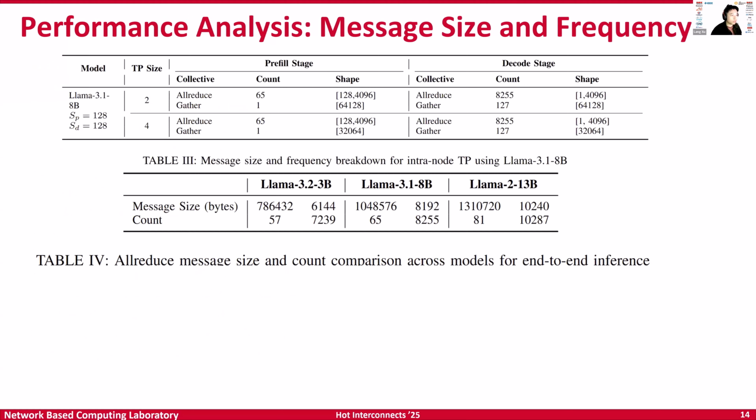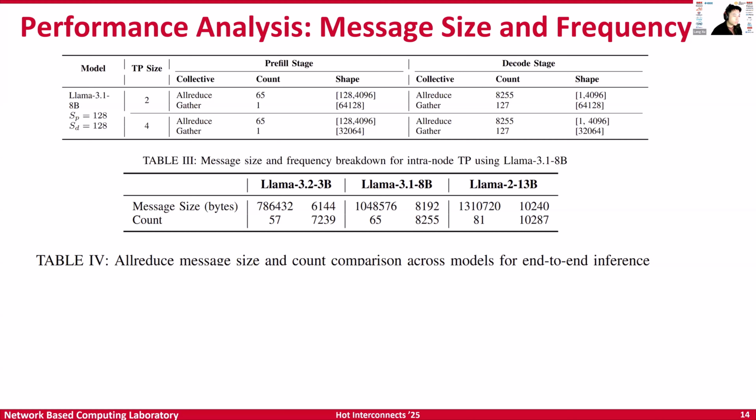If we look at the message sizes and frequency for tensor parallelism, as we increase the tensor parallelism size, there's a change in the shape because we are splitting the matrix among more workers. Also, take TP size of 2 as an example: comparing the prefill stage and decode stage, you can see there's a large number of AllReduces at decode stage. That is because we need to do AllReduce at each token level, and it is not processed in a batch. There will also be a gather, which is the decode sequence length minus 1.